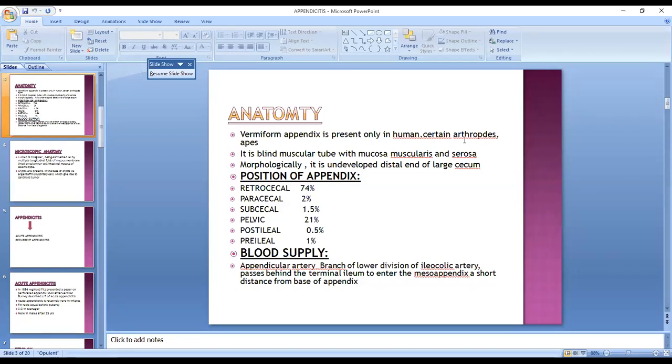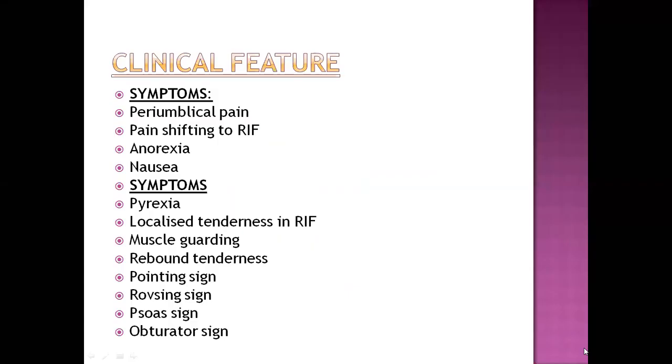The blood supply of the appendix is the appendicular artery, which is an end artery and a branch of the lower division of the ileocolic artery. It passes behind the terminal ileum to enter the mesoappendix a short distance from the base of the appendix. This is an end artery, and this is the reason for complications. They occur in appendicitis due to occlusion of this vessel. Most common are gangrene and perforation of the appendix.